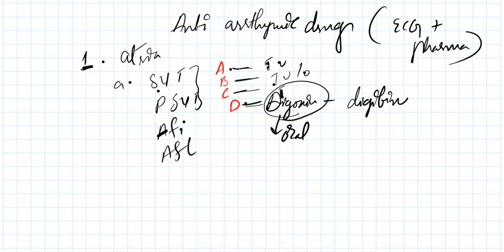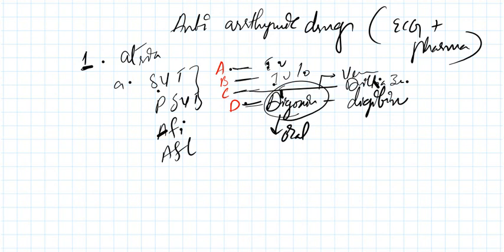Now you will get one more question. What are the two main drugs used among CCBs in case of SVT or PSVT? The two main drugs which CCBs are given are verapamil and diltiazem. Okay. Now if you ask me what are the complications of these four drugs, right?